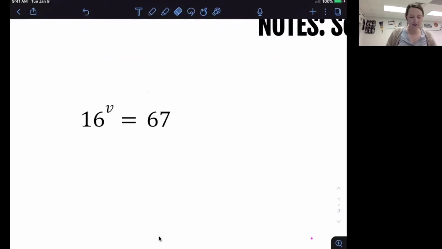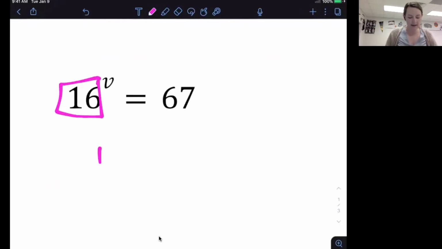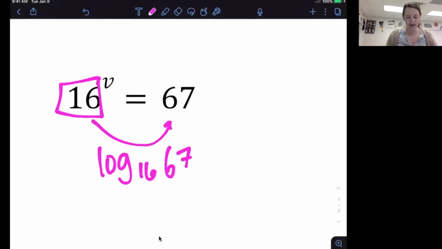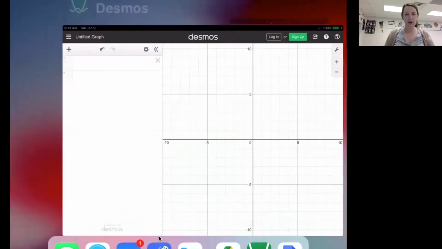So in order to solve this problem, we're going to try to convert it to log form and see if that gives us something that we can work with. So 16 is my base. So I have log base 16, come across the equal sign, of 67 equals, back around here, v. So just like that, we have our variable isolated. Log base 16 of 67 is actually something that we can type directly into our calculator.